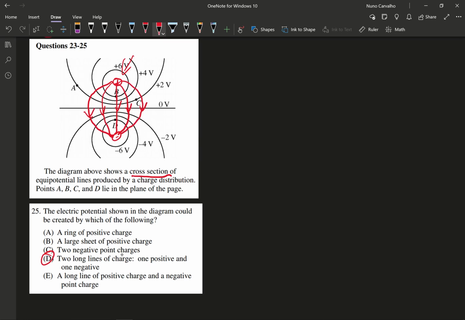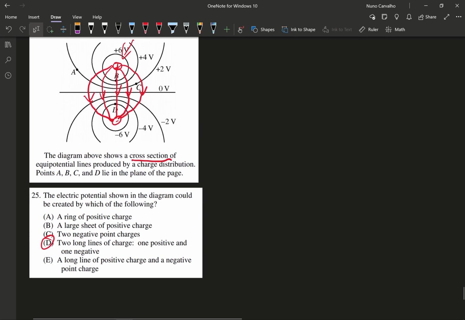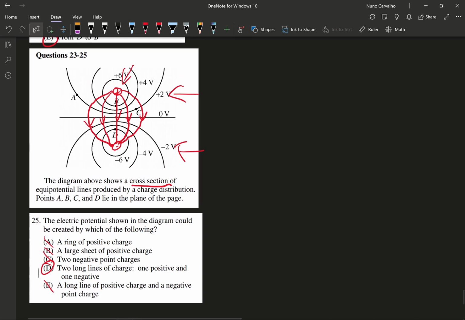And you might be thinking, okay, why must it be a line of charge? Why couldn't it be E, for example, which is saying a similar thing, a long line of positive charge and a negative point charge? The reason it's not going to be that is because the voltage magnitudes are going to be the same, so we'd imagine that there must be an equal magnitude of positive charge up here at the top and down here at the bottom. So it can't be that. And also these other ones cannot be, because we see both a positive and negative voltage in this diagram, and that would imply that we'd be seeing both positive and negative charges in our distribution as well.